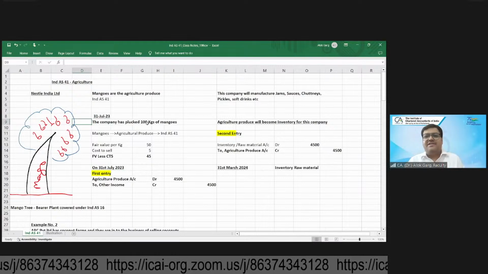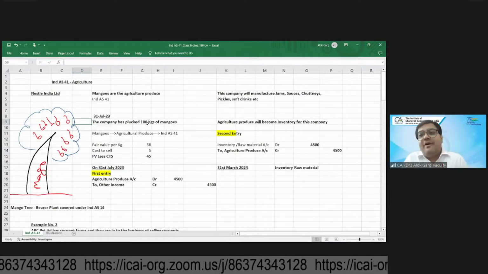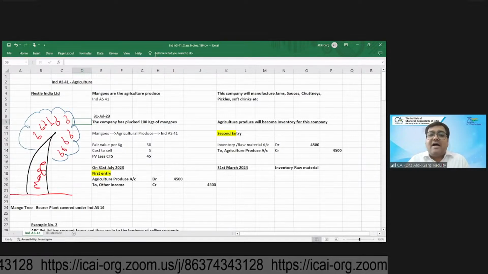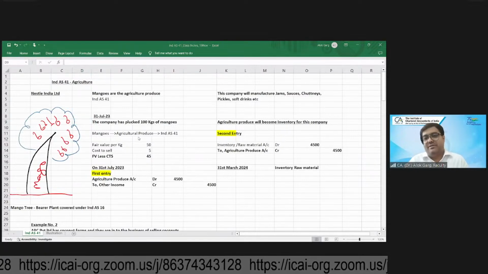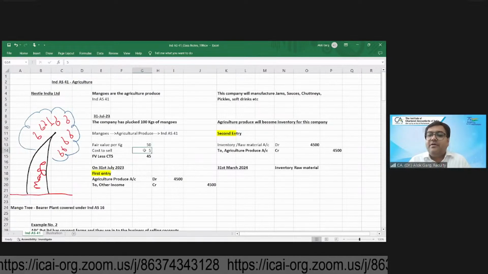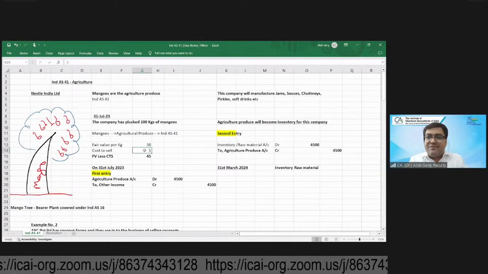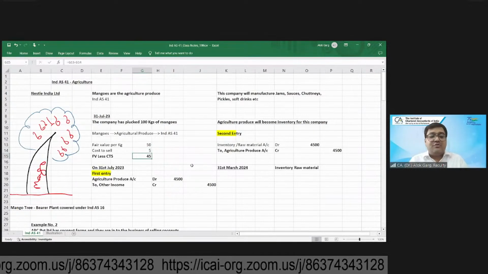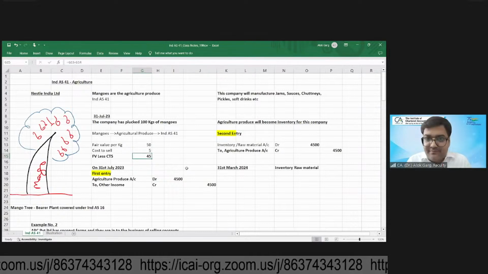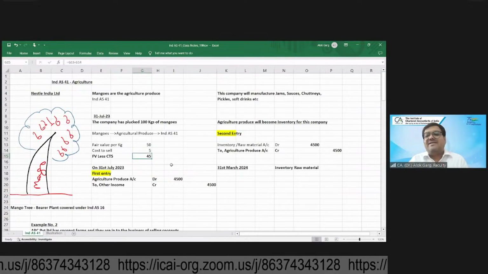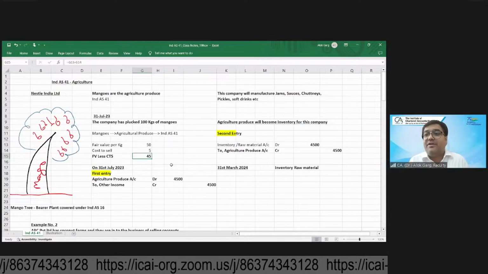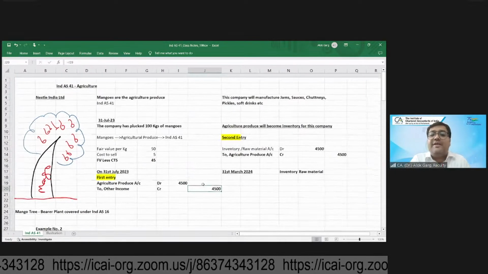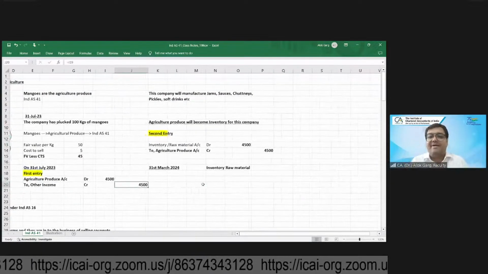In this case, it is 100 kgs of mangoes. When the company has harvested 100 kgs of mangoes, these are measured at fair value less cost to sell. Assuming the market value is 50, if the company has to sell these mangoes, it has to incur 5 rupees per kg of cost. So the fair value less cost to sell is 45 rupees. What is my first accounting entry? The standard says that since there is no cost but there is an asset, agriculture produce account debit to other income, because there is no bank.